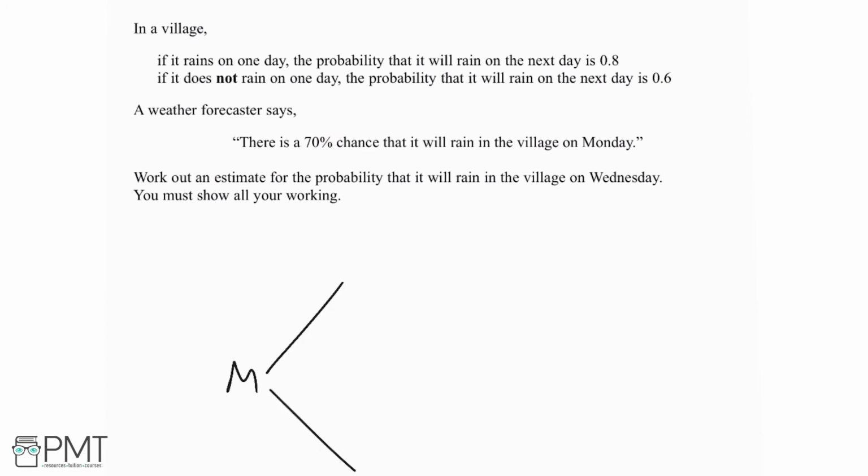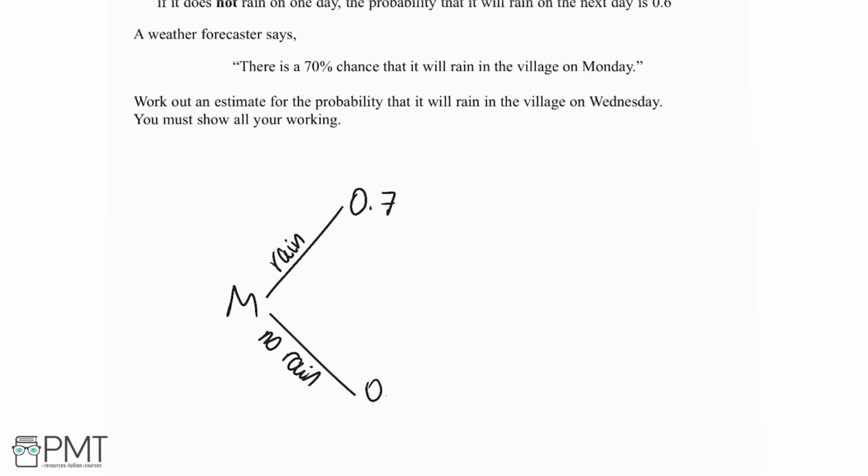So we're starting off at Monday, and this path is going to be the fact of it raining, and this is going to be the fact that it doesn't rain. And we're told there's a 70% chance that it will rain in the village on Monday. So as a decimal, that's going to be 0.7, which means there's going to be a 0.3, or 30%, chance that it doesn't rain on Monday. Because the overall probability has to be 1, because it will either rain or not rain. Those are the only possibilities. So there's a 100% chance that it's going to rain or it's not going to rain. So 0.7 plus whatever the probability of not raining is has to equal 1. So we can work out that the probability of not raining is 0.3.